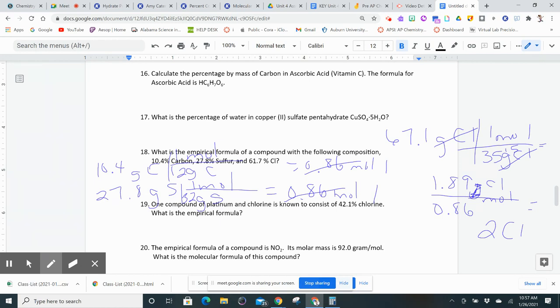So this formula would be CSCl2. Why did you divide that by 0.86? Because I need to make those whole numbers, and the only way to get the proper ratio, because that's what an empirical formula is, is to divide the smallest thing into everything else. And they happen to be the same. Okay? That is my empirical formula. That tells me the smallest whole number ratio of atoms in there, not the exact number of atoms.